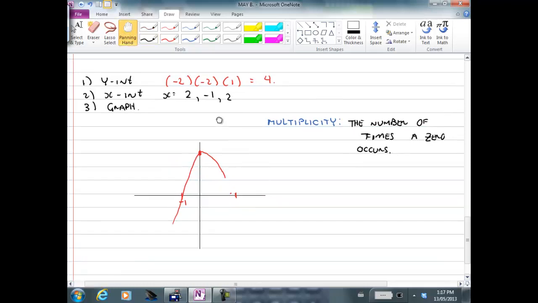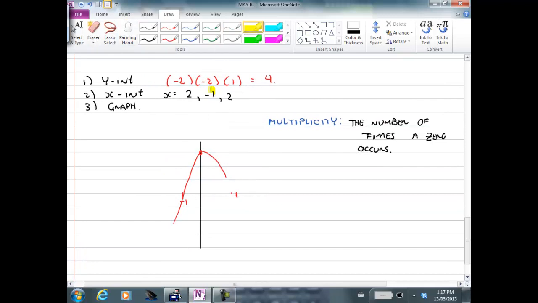Now, I'm going to look at the -1 first. I'm going to highlight this -1. See, this -1 only occurs once. So I'm going to write this down. Multiplicity of 1. But look at the number 2. The number 2 occurs twice. So I'm going to write this down. Multiplicity of 2. Here's how the multiplicity changes the graph.